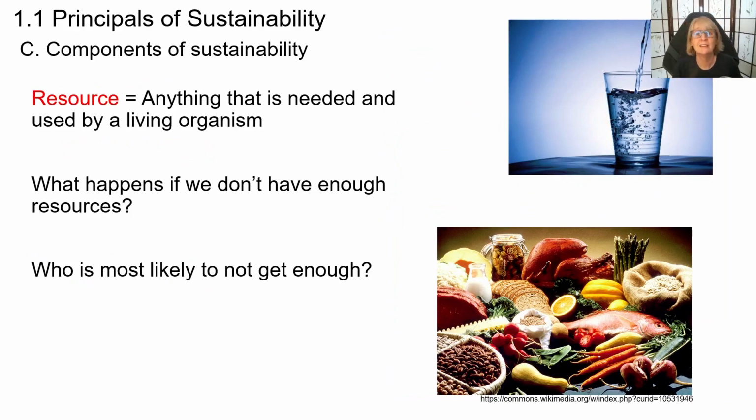Again, a resource is anything you need to live. It could be water. I think my head's over a little bit of this, but this is a cup of water. It could be food. It could be space. It could be clean air. It could be anything that you need to live or to live your life the way you want to live. What happens if you don't have enough resources?